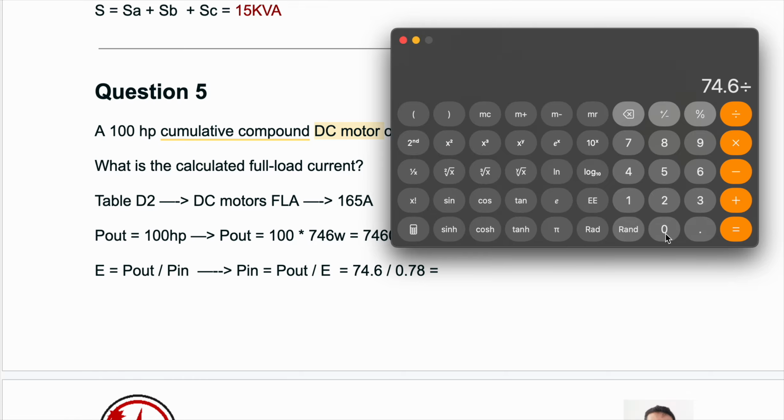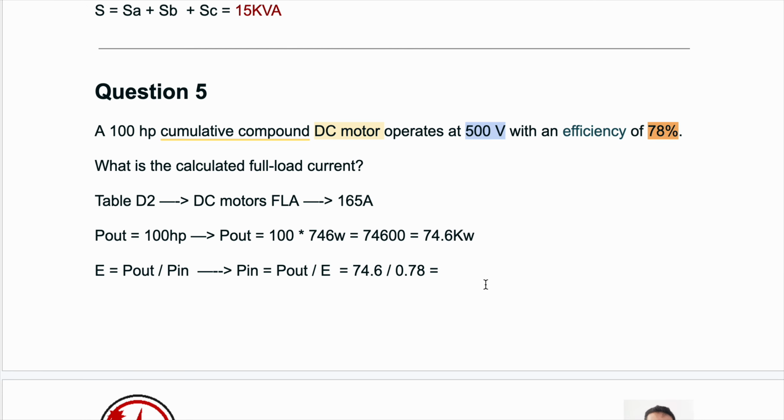4.6 divided by 0.78 is 95.6. It's like 96. Let me write it: 96 kilovolt-ampere. Also we can write it as kilowatt, no problem.